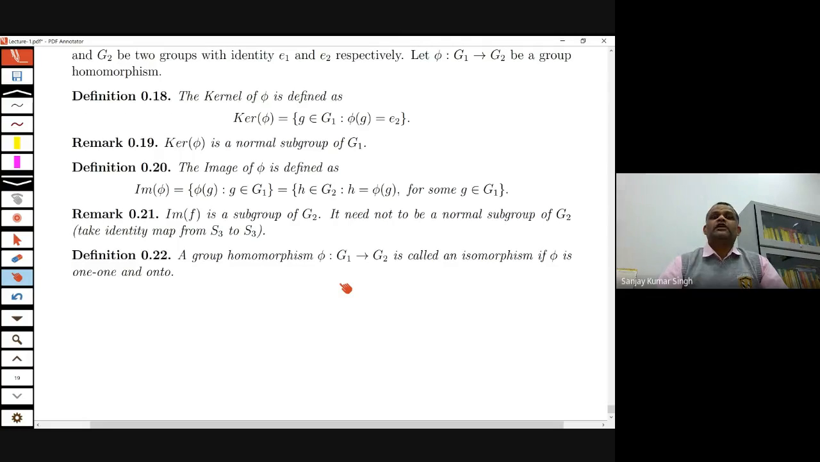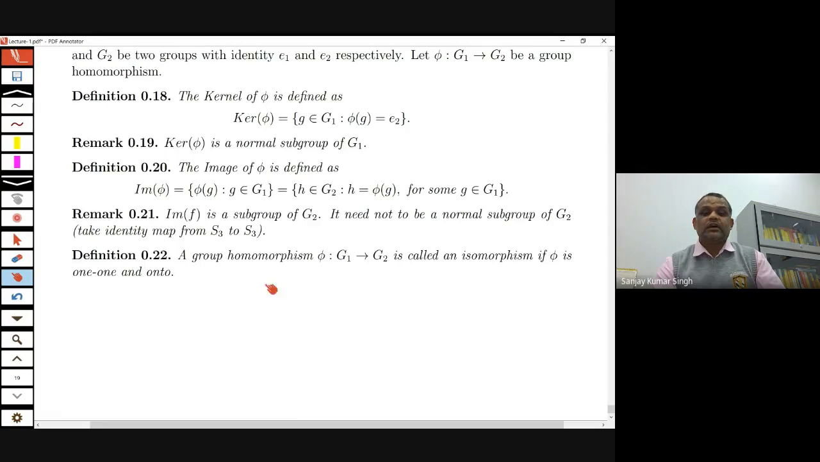Why? Because you can take the identity map from S2 to S3, S3 to S3, and the image is non-abelian. Okay, sorry. So I can always take a non-abelian group, and its image is actually okay. This example is not good. Identity map is not good, but I can always find many examples where the image is non-abelian, not normal, but yes, the image is a subgroup.